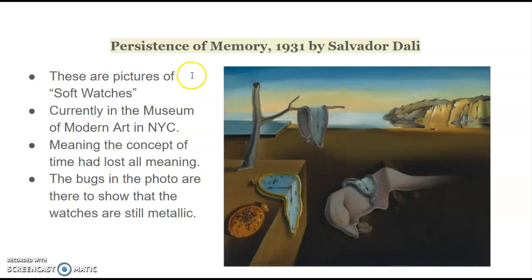This is The Persistence of Memory. It was painted in 1931. These are pictures of soft watches. They're kind of like folded over things, kind of like how clothes would, which is what it means by soft. A normal watch would not be able to fold like this. It's currently in the Museum of Modern Art in NYC.